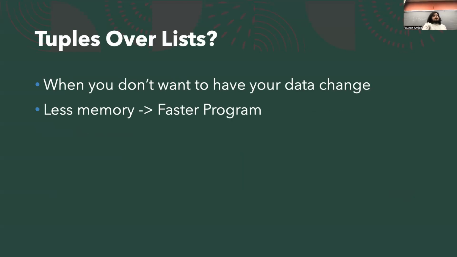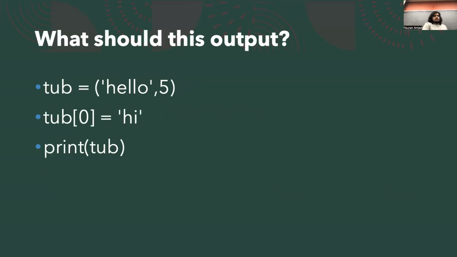Okay. Why would we prefer tuples over lists? When you don't want the value to change, because they're immutable. And on top of that, it's less memory. And this becomes very important with big data sets.